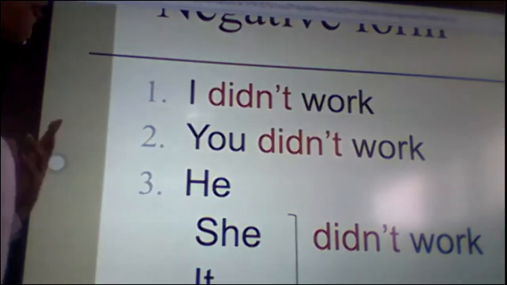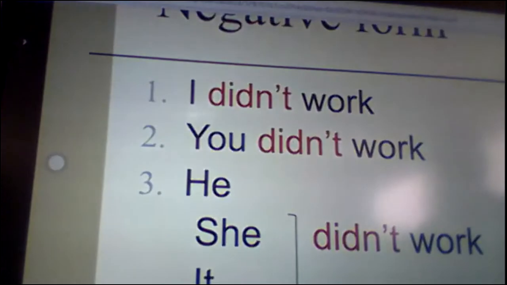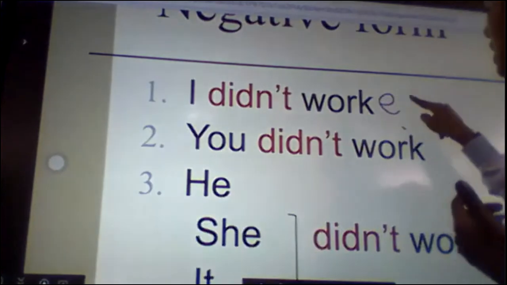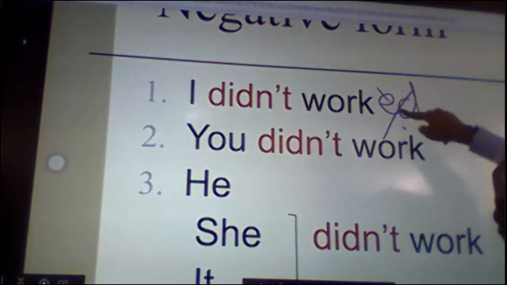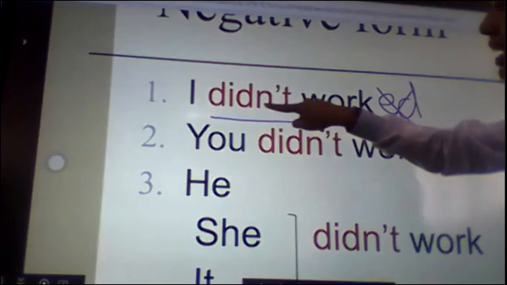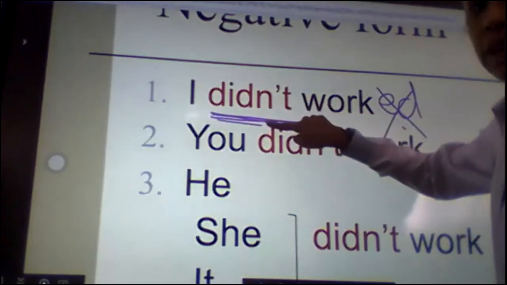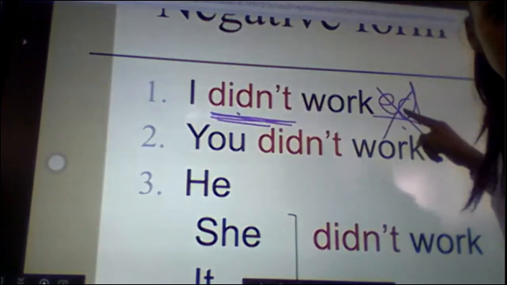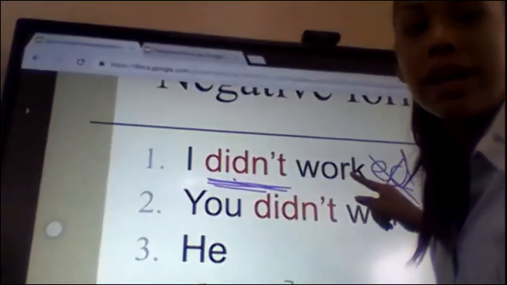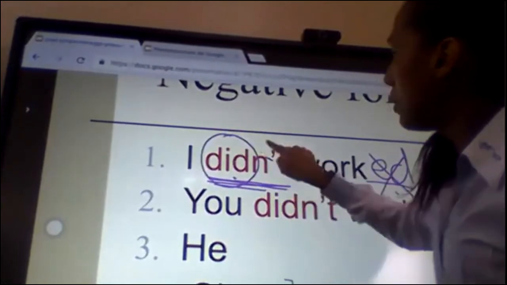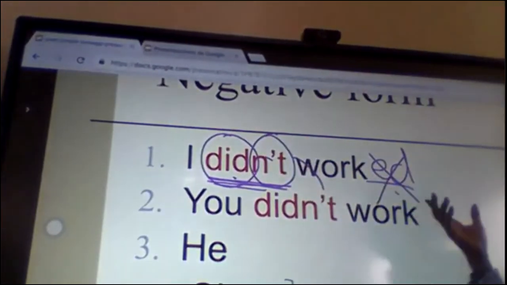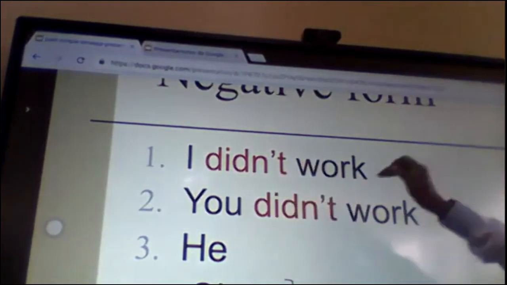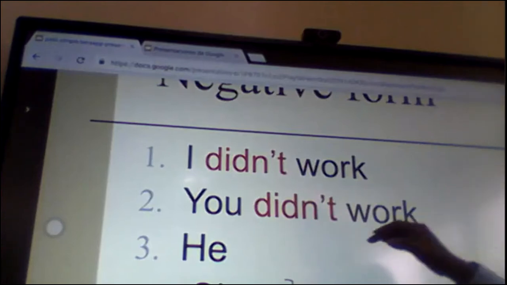Of course, in this case, we are not going to include ed here, not at all, because we have the particle of past, ya lo tiene did, ya did está en pasado. No voy a poner el pasado again, it's not necessary, okay? So what I do is to use did plus not in order to make my sentence negative, okay? You didn't work, he didn't work, she didn't work.